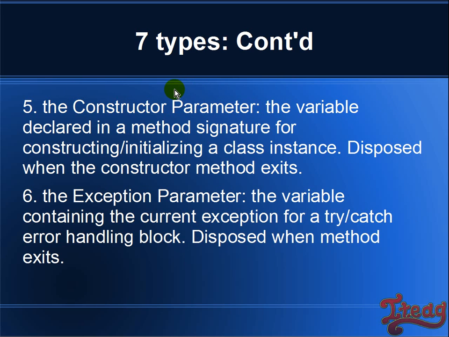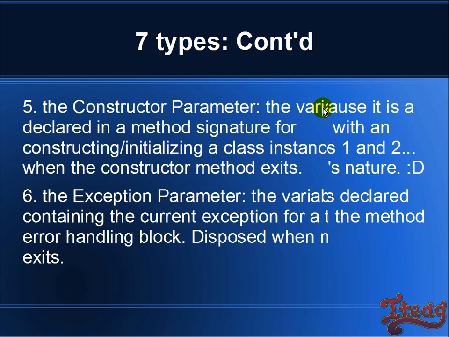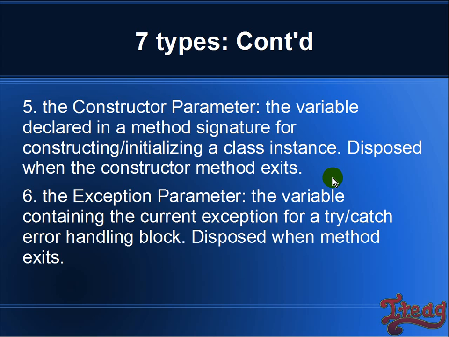Constructor parameter. I haven't covered constructors yet, because we're jumping into classes. But it's a method, right? And it has the same name as the class. What it does is it's meant for initializing those initial values, and I'll go into that in more detail when I play with it. It's the variable declared in a method signature for constructing and initializing a class instance, so it's disposed when the constructor method exits. Because it's just like the method parameter, it's disposed when the method completes. So these parameters kind of go into the stack.